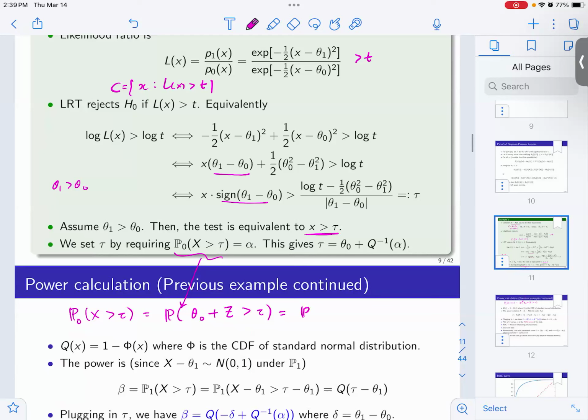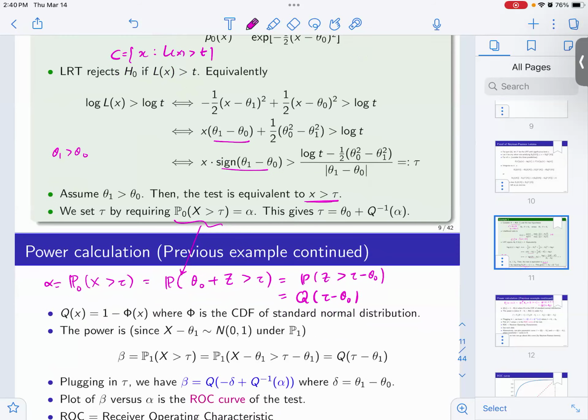And so this is equivalent to saying that z is bigger than tau minus theta naught. And so this is called the Q function, Q of tau minus theta naught. This is 1 minus the CDF of the standard normal. So we want to set this equal to alpha, then this gives me that tau minus theta naught should be Q inverse of alpha. So it's related to the quantiles of the normal, but you figure out tau, and then you're done. So your test is basically x minus theta naught being bigger than Q inverse of alpha.